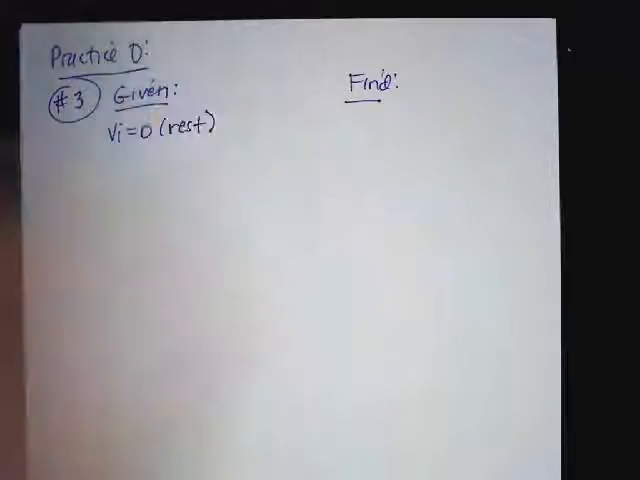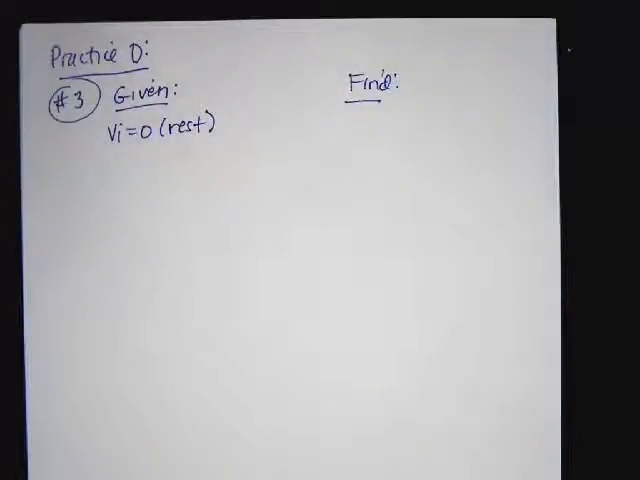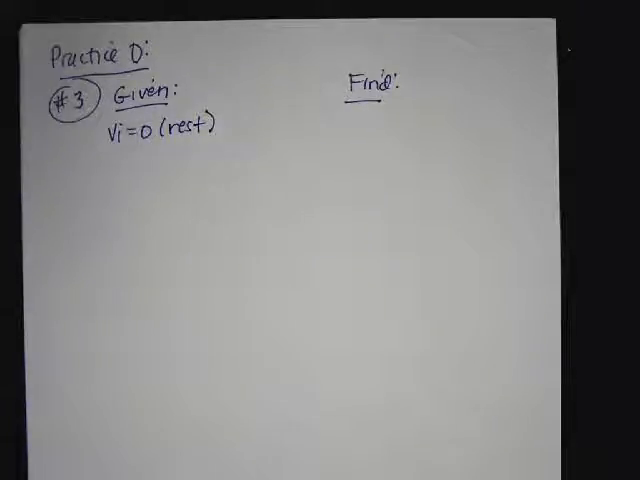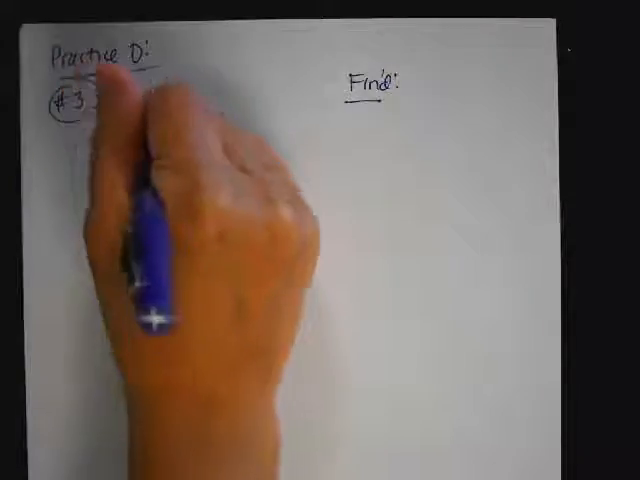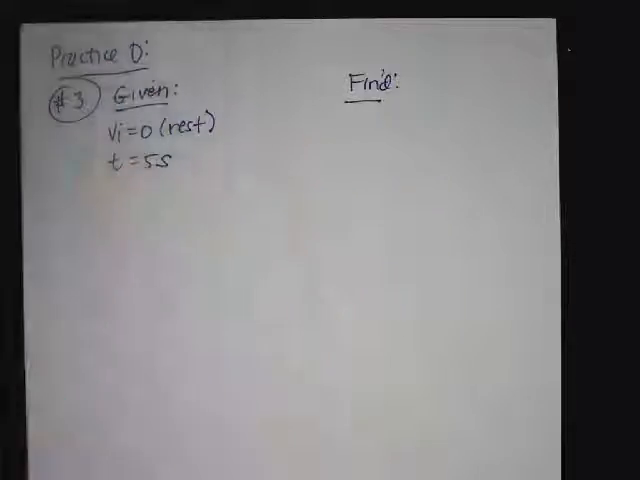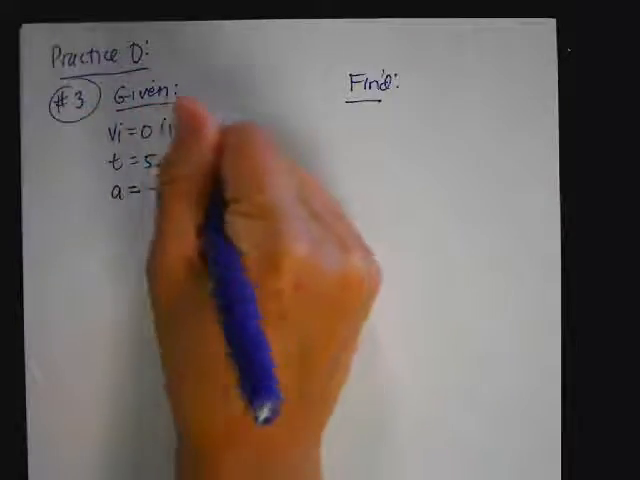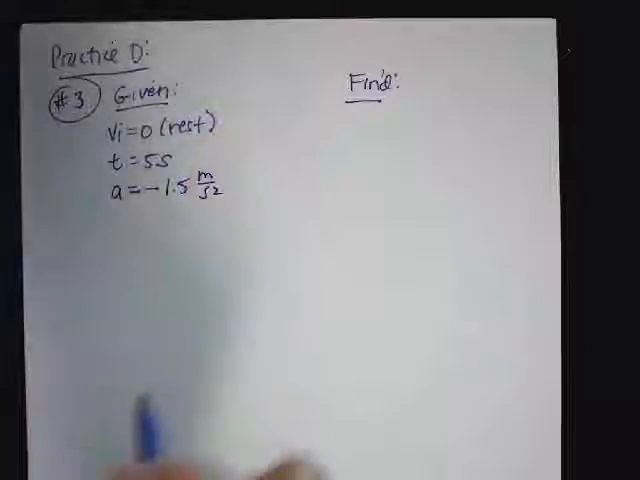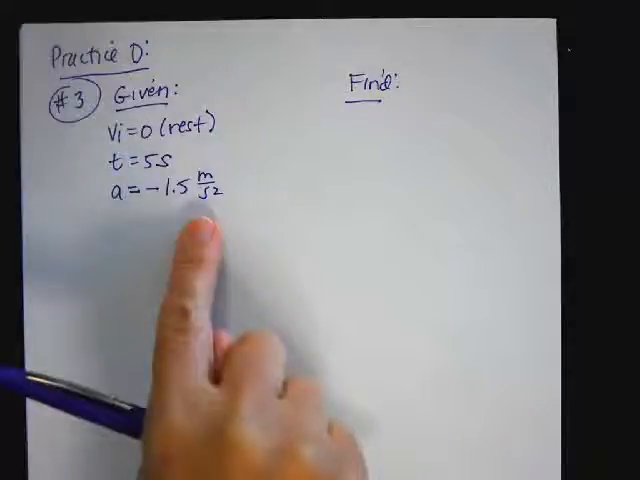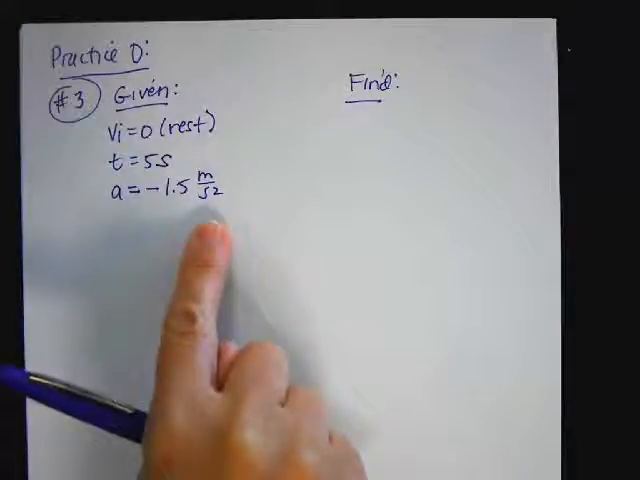Remember, in physics, we read words and they have a meaning. It travels for 5 seconds, so T is equal to 5 seconds, with a constant acceleration, so A is equal to negative 1.5 meters per second squared. And if I wasn't sure what a value is, I just look at the unit. Meters per second squared measures acceleration. Time is measured in seconds.